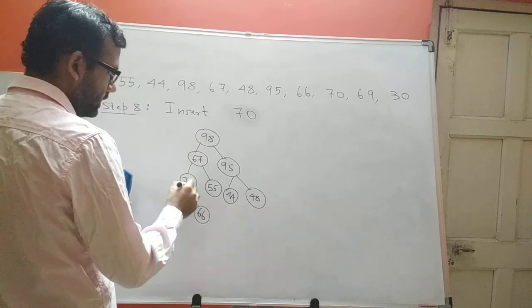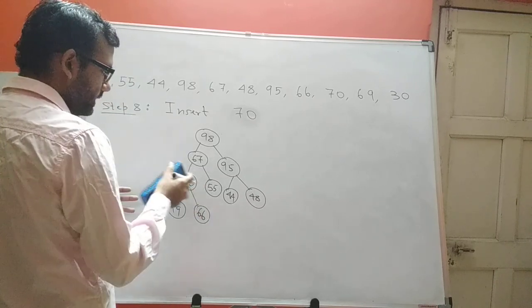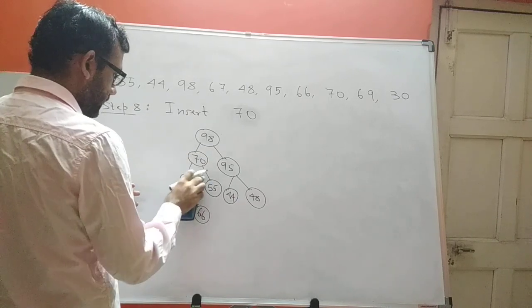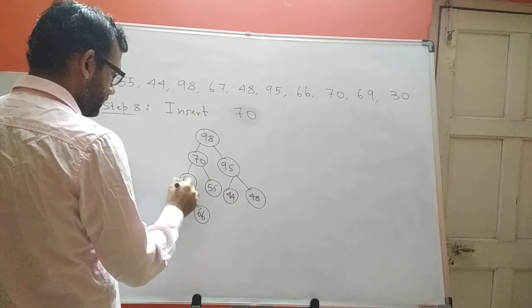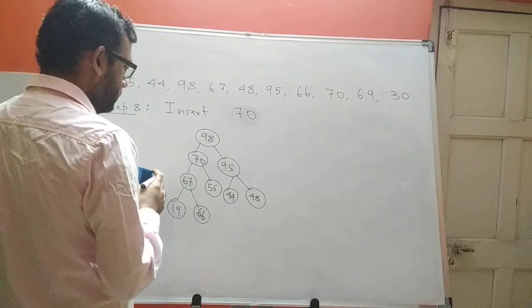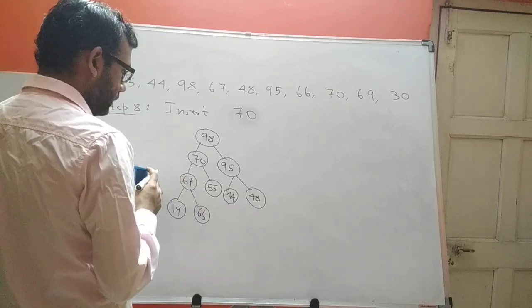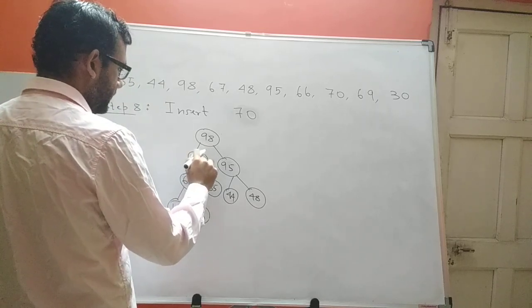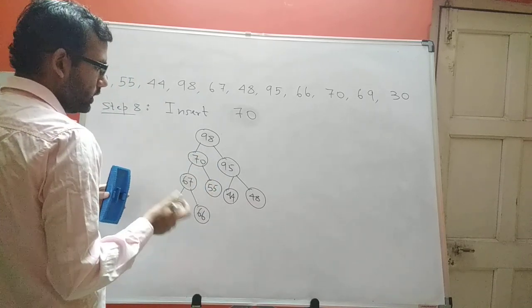I've swapped it. Now I'll check with the parent. The parent 67 is lesser than 70, so I need to swap it. So 70 goes here. 67 comes here. Now I check with the parent. The parent is 98, but 98 is greater than 70. So I don't need to swap it any further.